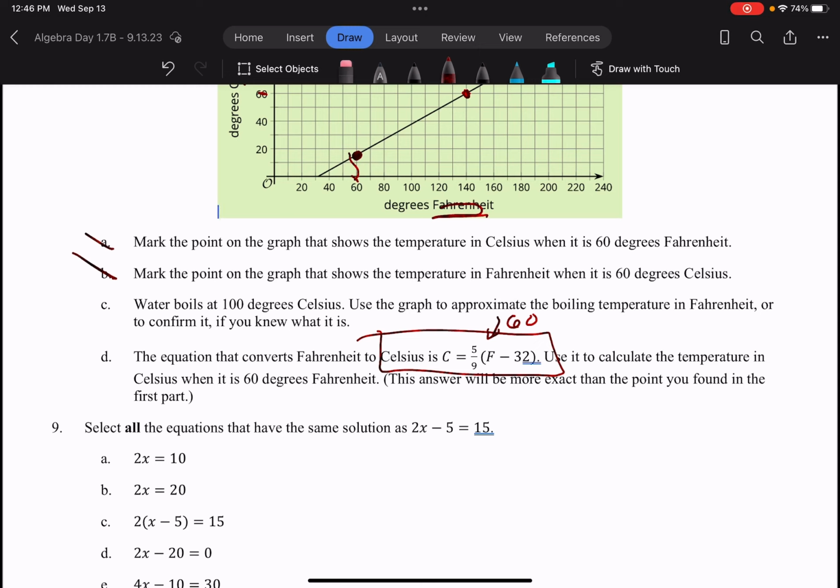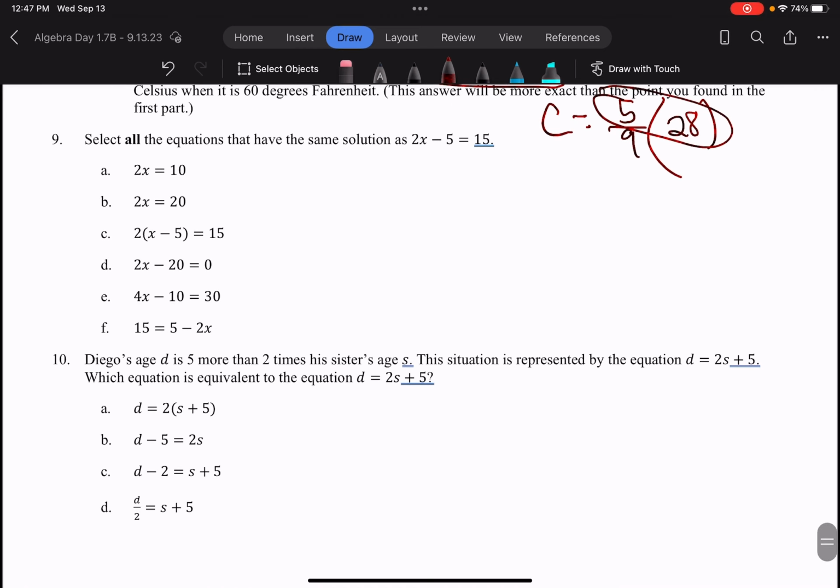You can use your calculator to convert 5/9 to a decimal. You can also go ahead and just multiply through. Once you get 60, C equals 5/9 times 60 minus 32 is going to give you 28, right? You can multiply through. With fractions, we multiply top across, bottom across. So 5 times 28 divided by 9, that's going to give you your degrees in Celsius when it is 60 degrees Fahrenheit. All right, our last two problems.